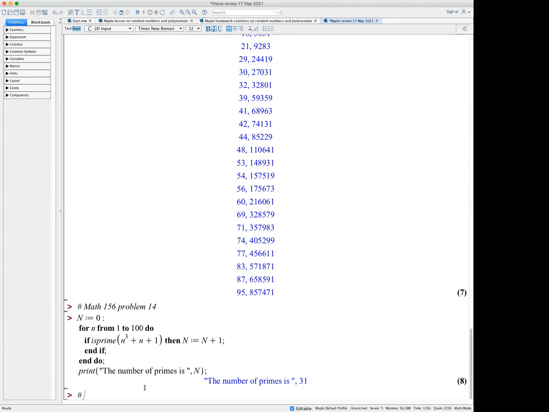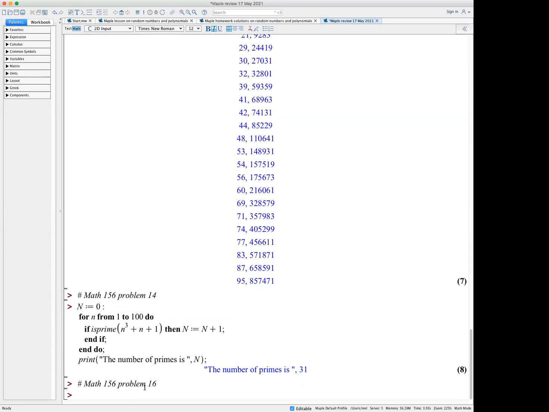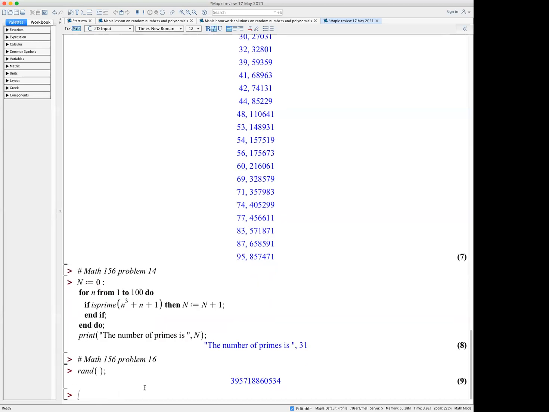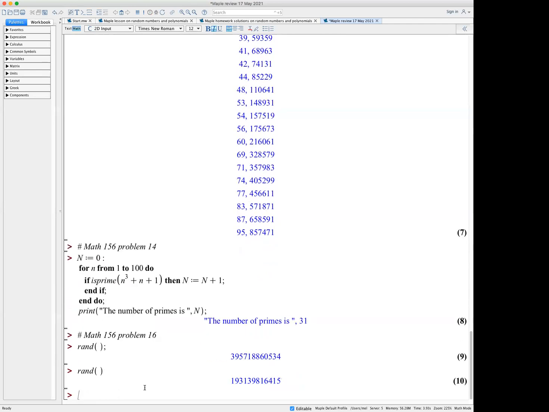Awesome. Thank you. Okay, so let's see. Math 156, problem, sorry, which one did you say? 16. So there's this function rand with parentheses, and that generates a random number with 12 digits. And every time you do it, of course, you get another random number. And we want to generate 10 random numbers and see which of them is prime.